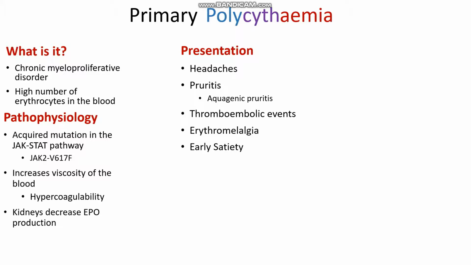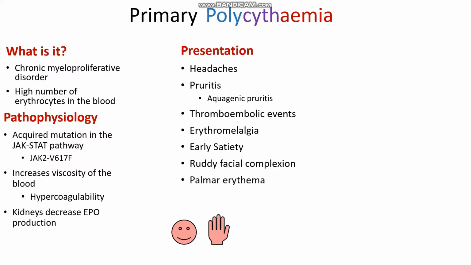What are we going to look for on examination? Well, the first thing that we're going to look for is a ruddy facial complexion, by which I mean a red facial complexion due to the excess amount of red blood cells. The next thing we might look for is palmar erythema, where we have reddening of the palms due to the excessive red blood cells. We might also get splenomegaly, because as the spleen engulfs these red blood cells, it becomes hyperactive and it just gets bigger and bigger and bigger.